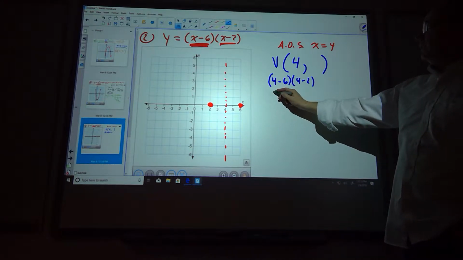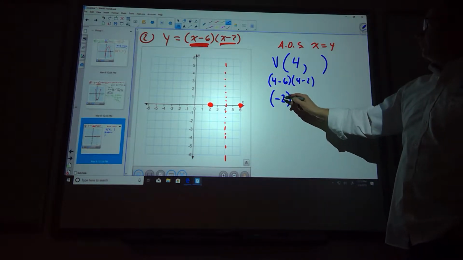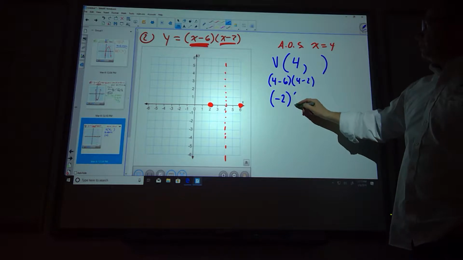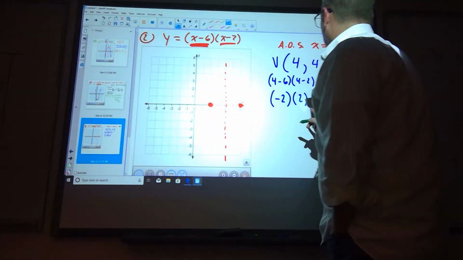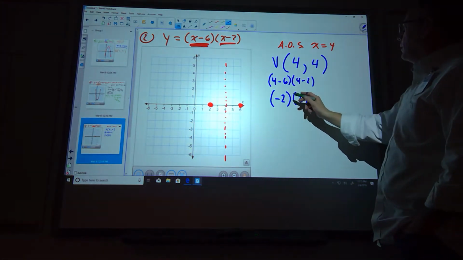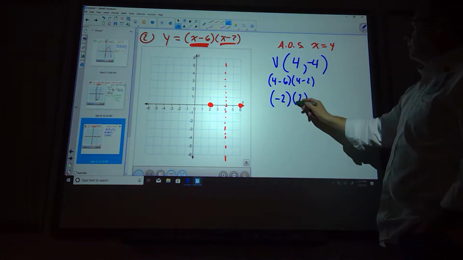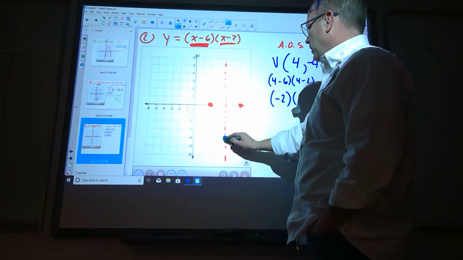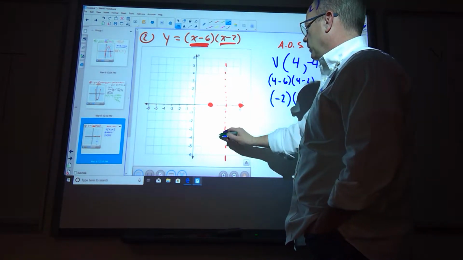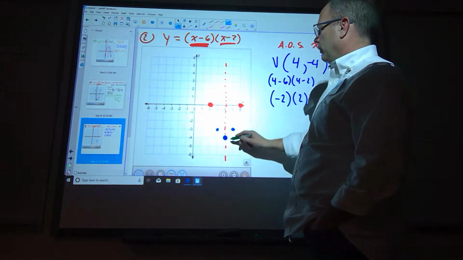Let's see. That's negative 2, right? That's positive 2. Oh, good. I get 4 comma 4. Wait. I'm off. Negative 4, right? That should give me negative 4. Negative 4 is down here. My pattern graph, I'm going to go right one, up one, left one, up one. If I go right one up 3, awesome.